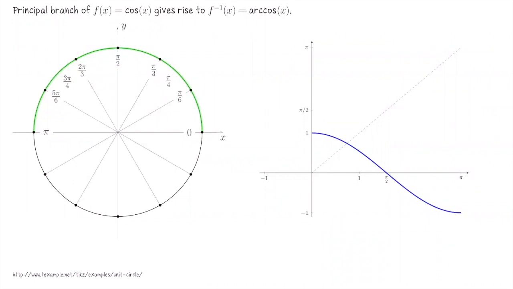By construction, y equals cosine of x is 1 to 1 on the principal branch over this restricted domain from 0 to pi. To see what the inverse function is going to look like, we can reflect it over the line y equals x. And now we have this short segment, which must be the shape of the graph of the inverse function arc cosine of x.